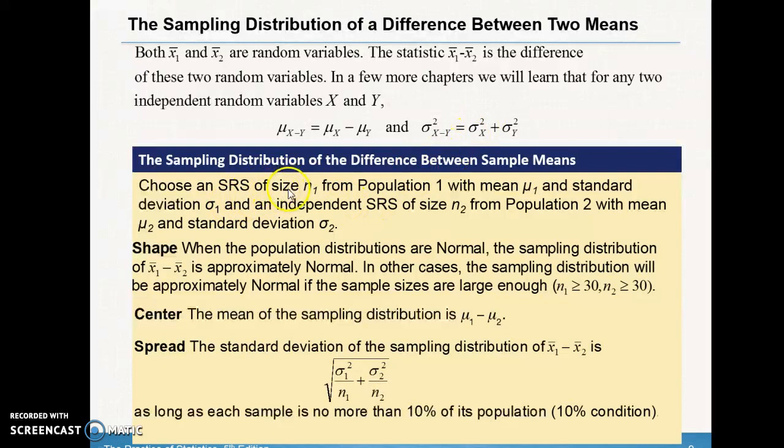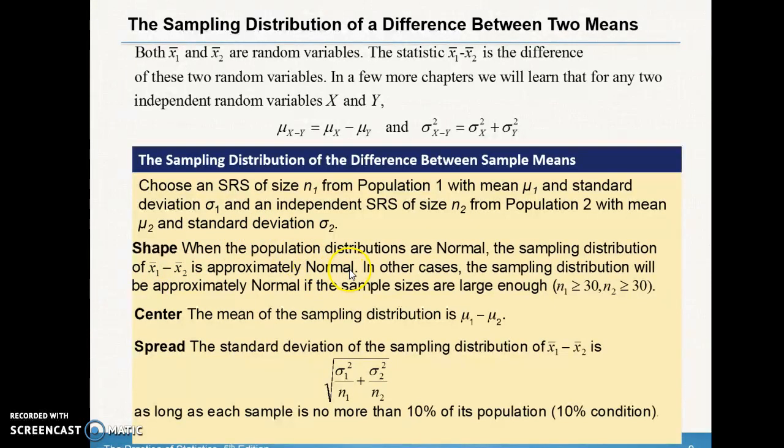So when you choose a simple random sample of size n1 from population 1 with a mean of mu1 and a standard deviation of sigma 1, and then you have a second simple random sample with a size n2 with a different mean and a different standard deviation, what is the shape going to look like? The difference of your two means is going to be approximately normal when the population is approximately normal.